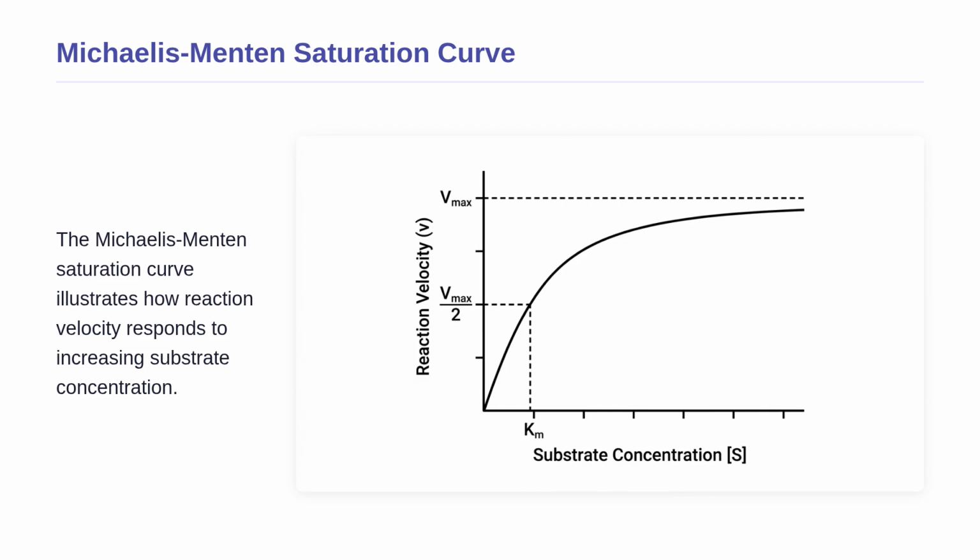Now, look at the dashed line marking exactly half of Vmax on the vertical axis. If you follow that line to the curve and drop down to the horizontal axis, you hit Km. This diagram beautifully summarizes our entire lesson, showing exactly how substrate concentration drives velocity until the physical limits of the enzyme are reached.